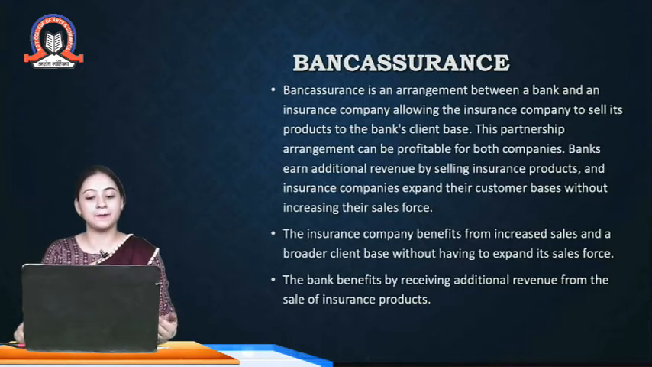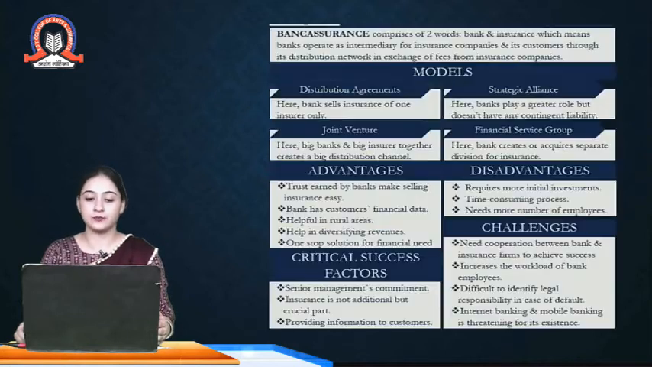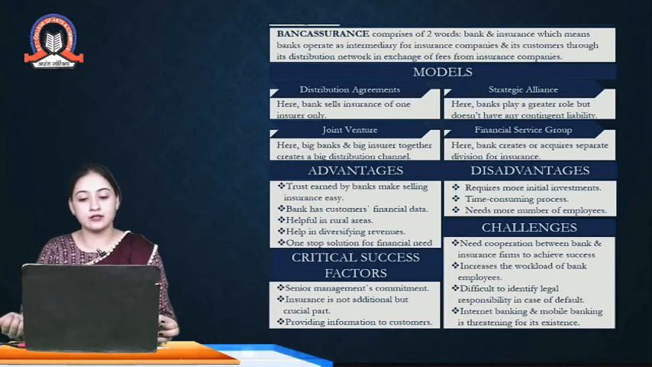The insurance company benefits from increased sales, and with broader clients they can have a large number of clients to satisfy according to their requirements. The bank benefits by receiving additional revenue from the sale of insurance products. The modules here: distribution of agreement, where the bank sells insurance of another insurer.